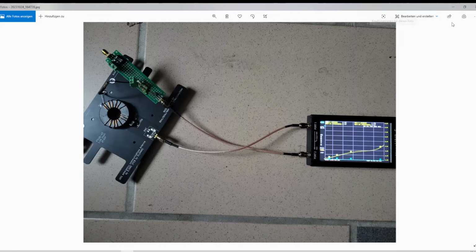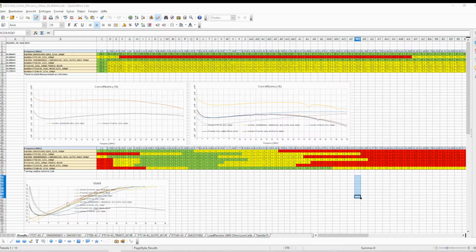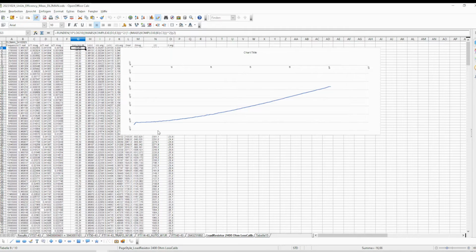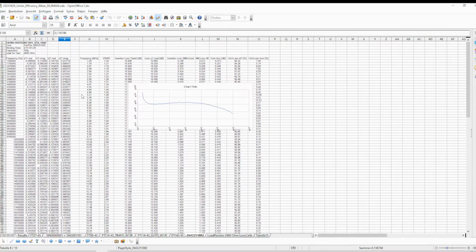Now let's have a look at the results. The table itself looks very complicated. You have a lot of subtables. In this case, this is, for example, the calibration, or basically the capturing, of my 2450 ohm resistor. This is the curve that's being plotted over frequency. And then we have those sub pages where we have different measurements.